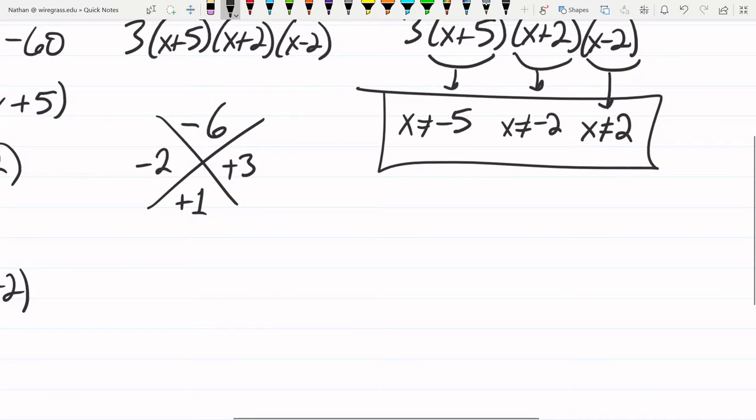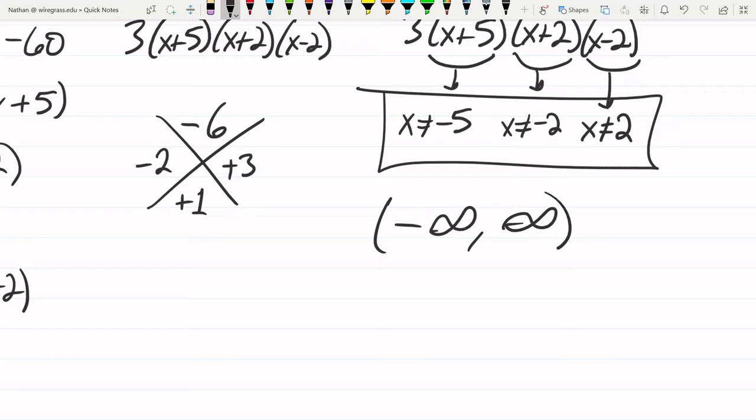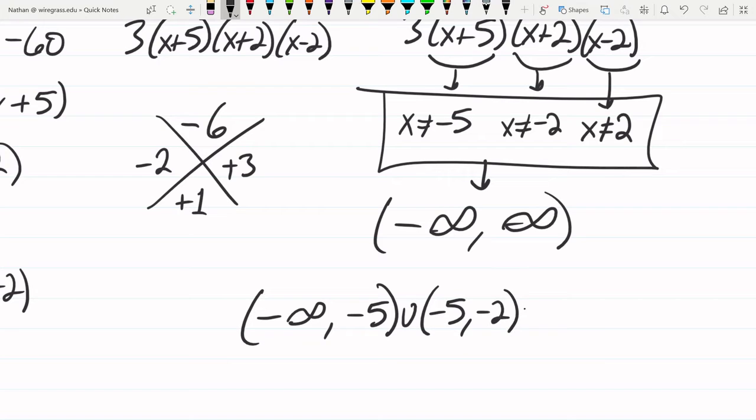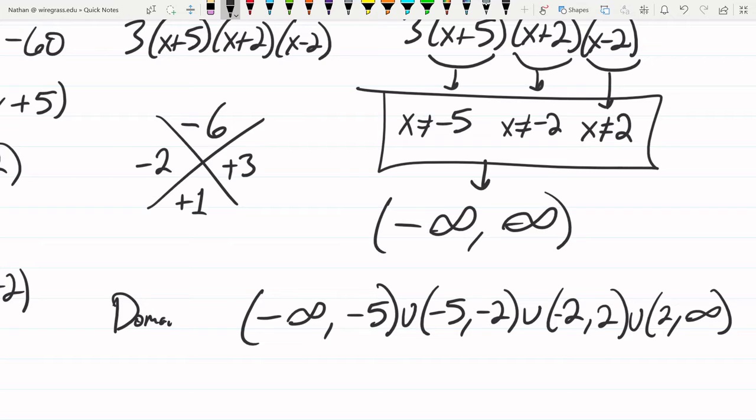We can use these zeros to find the domain. So it would originally be negative infinity to infinity, but we must exclude these. We can do that by writing negative infinity up until negative 5, and uniting that with negative 5 up to negative 2. Uniting that with negative 2 up to positive 2, and finally 2 up to infinity. This is the domain of the rational function r of x.